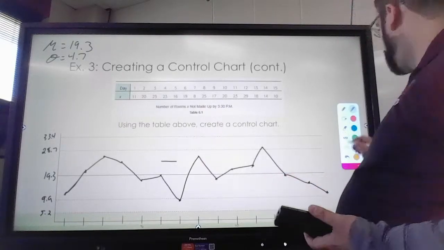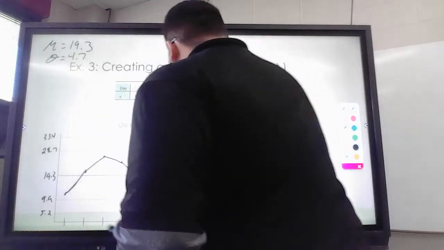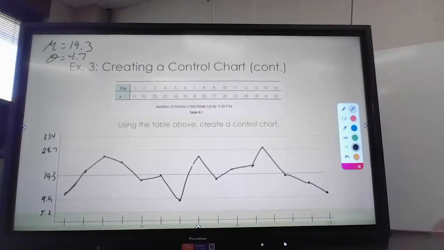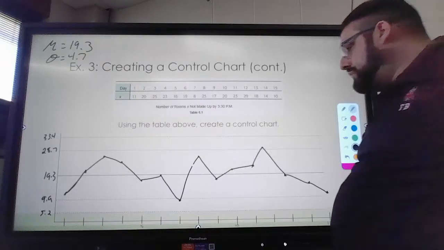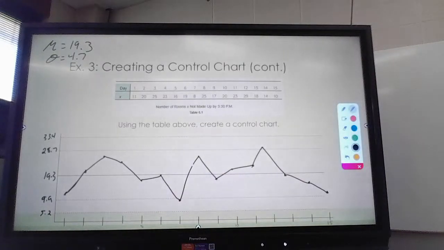Okay, so that's a rough sketch of the control chart here. Now, how do we know that this is in control or out of control? Let's look at the warning signs. 33.4 and 5.2 are my 3 standard dev marks. I don't see any values above or below that, so it passes the first signal.